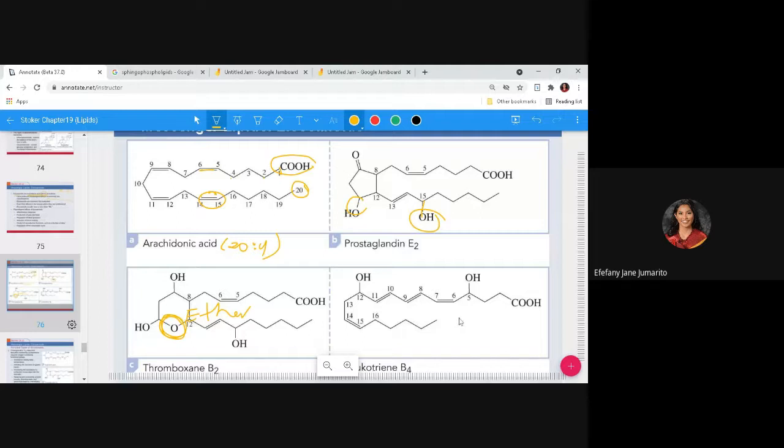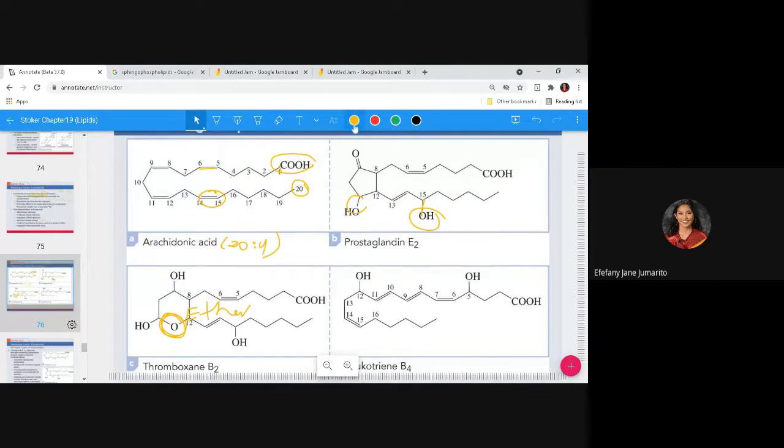Then leukotriene, leukotriene B4. What's the difference? It is derived from arachidonic acid, but it has no ring. Prostaglandin has rings, and thromboxane has a ring. Leukotriene looks like a ring but it's open. So it's still an open chain.